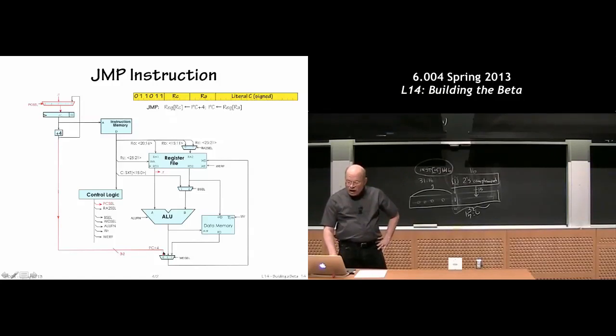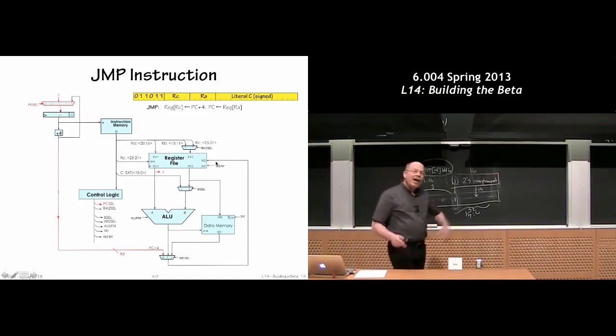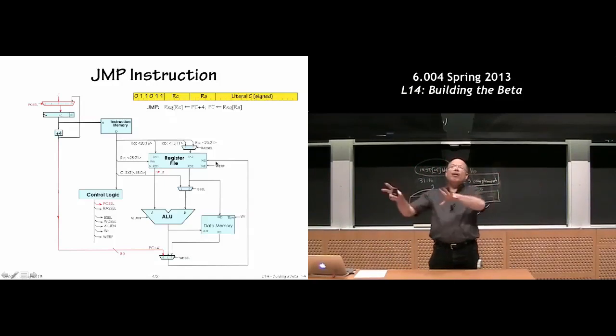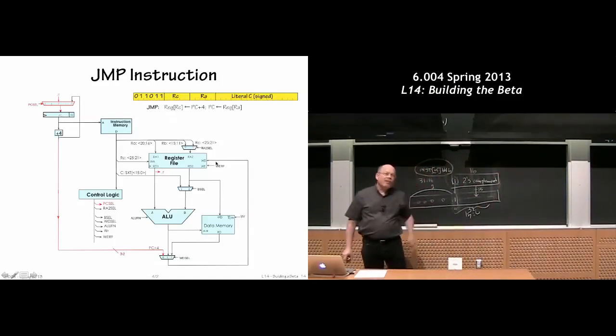That value is the value that actually gets routed through the WDSEL mux and is written into the RC register. So in jumps and branches, we're going to change the value of the program counter, and at the same time, we're going to remember where the program counter was before we changed it, where the next instruction would have come from had we not changed the program counter.